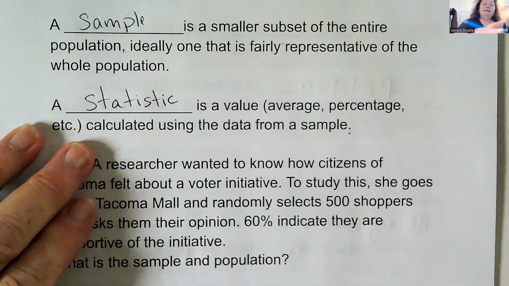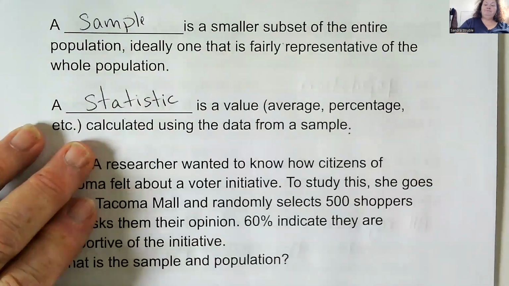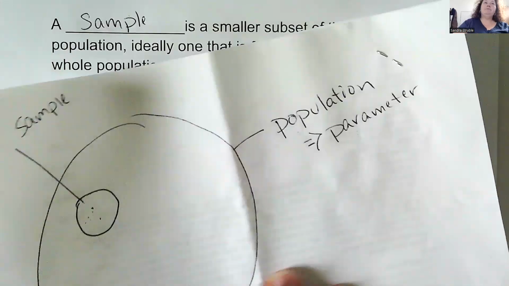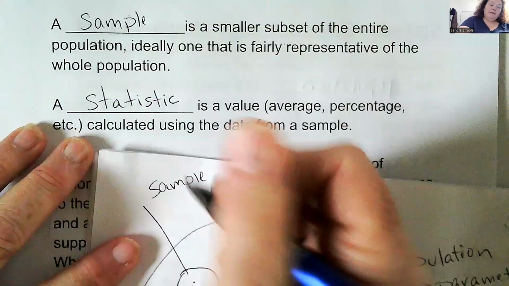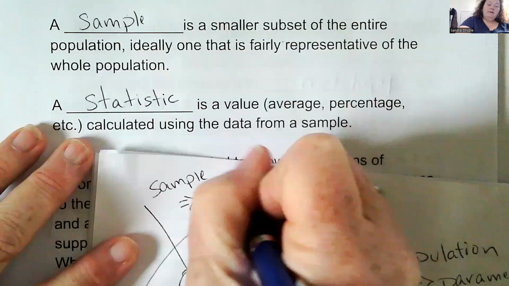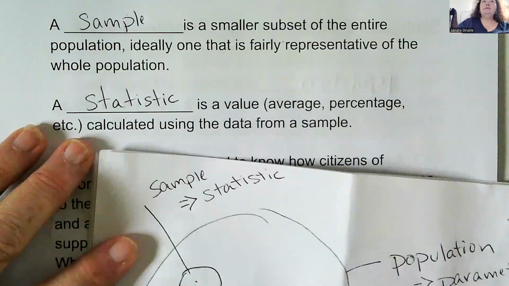So earlier when I said population parameter, both starting with a P, now we've got sample, which has a statistic, both starting with an S, okay?